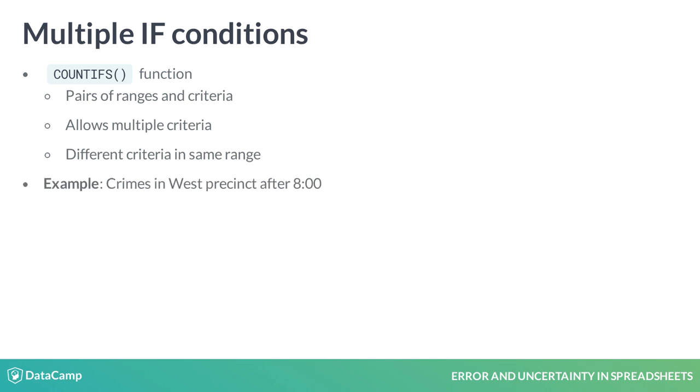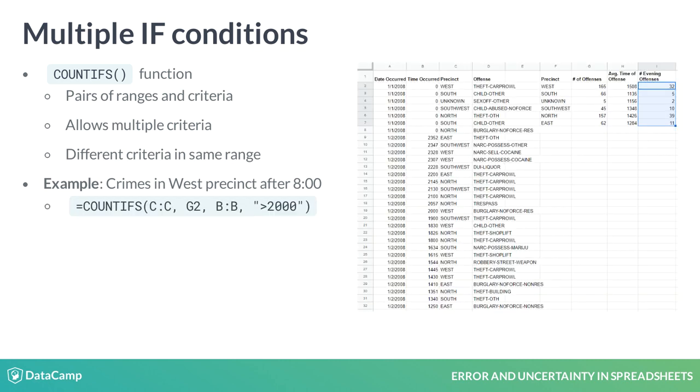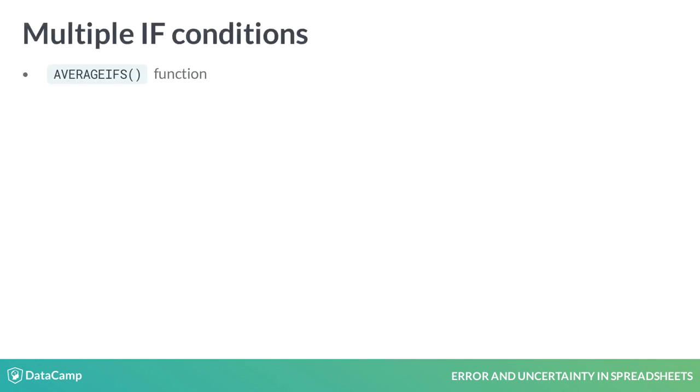Let's consider an example. Say you want to count the number of crimes in the West Precinct that occurred after 8 o'clock in the evening. You would call the Countifs function, specify the first range, then the criteria to check, then the second range and the criteria to check. We can use the AverageIfs function similarly.